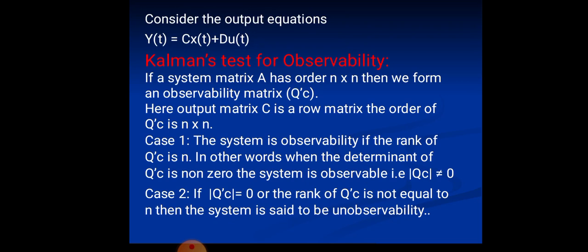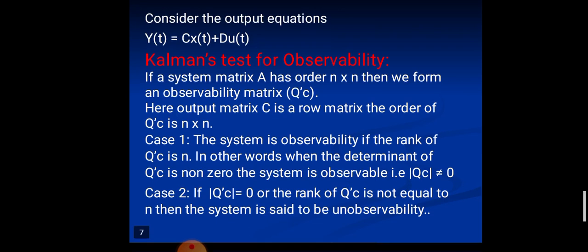Case 1: the system is observable if the rank of Q dash C is n. In other words, when the determinant of Q dash C is non-zero, the system is observable, that is, mod of determinant of Q dash C not equal to 0. Case 2: if determinant of Q dash C equals 0 or rank of Q dash C is not equal to n, then the system is said to be unobservable.